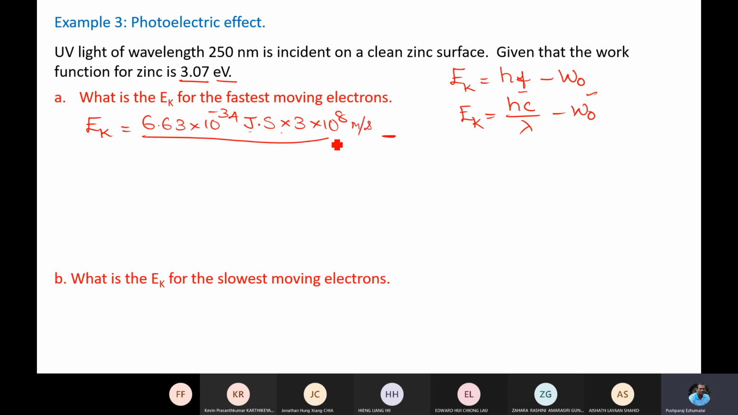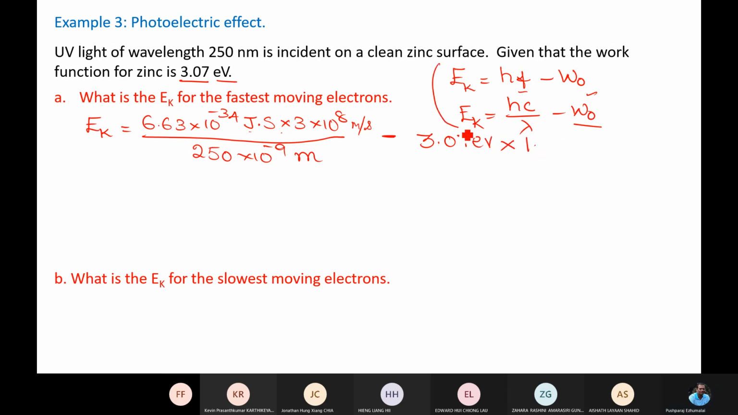So divided by lambda. What is lambda? 250 nanometer. So everything here is in meter. And this one is the work function. What is the work function? 3.07 electron volt. But this has to be converted into joule.